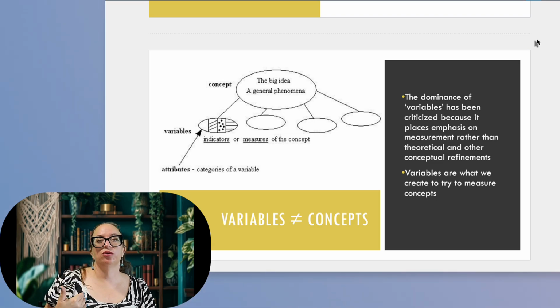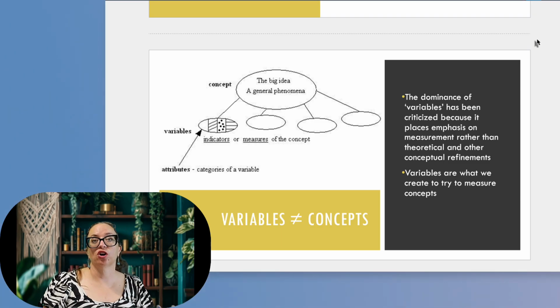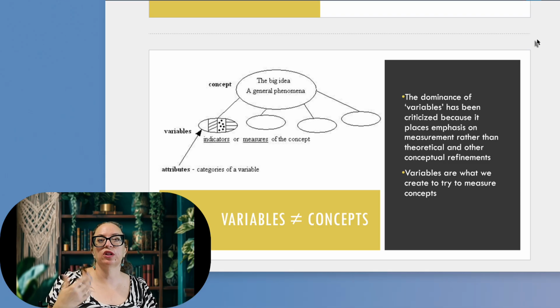This leads to this kind of criticizing of the use of variables in science, especially psychology, because we're often only looking at one variable within the scope of a much larger concept. So I have here that variables are what we create to try and measure concepts. So no one variable will ever get at an entire concept of interest. But remember, we like to have our variables in neat and tidy boxes so we can organize them and run analysis with them separately to help answer our questions.